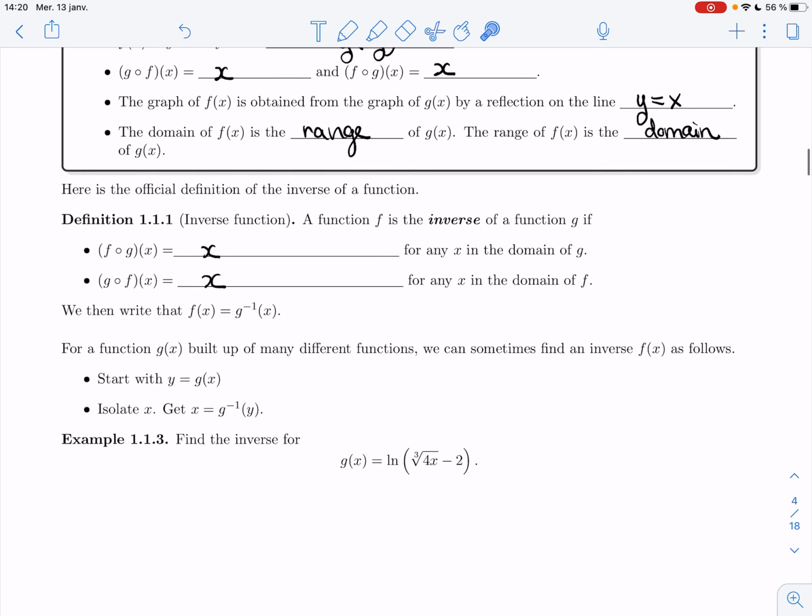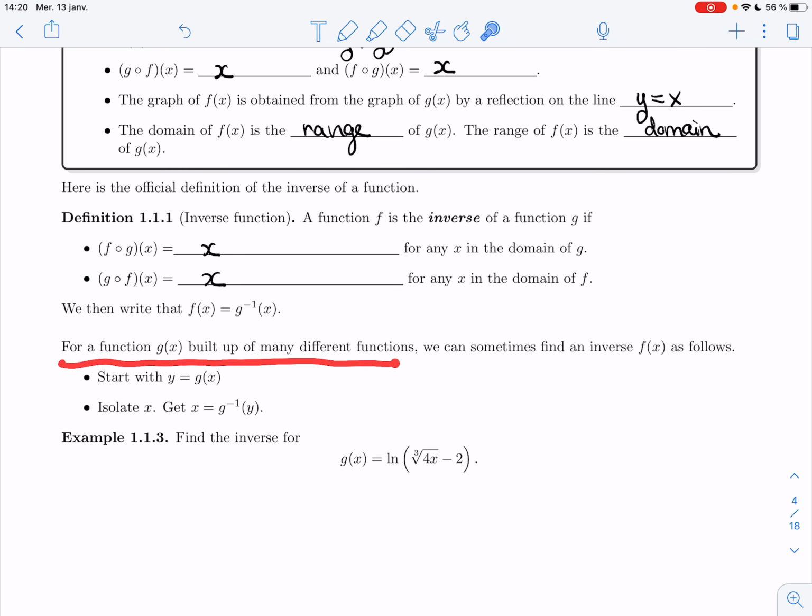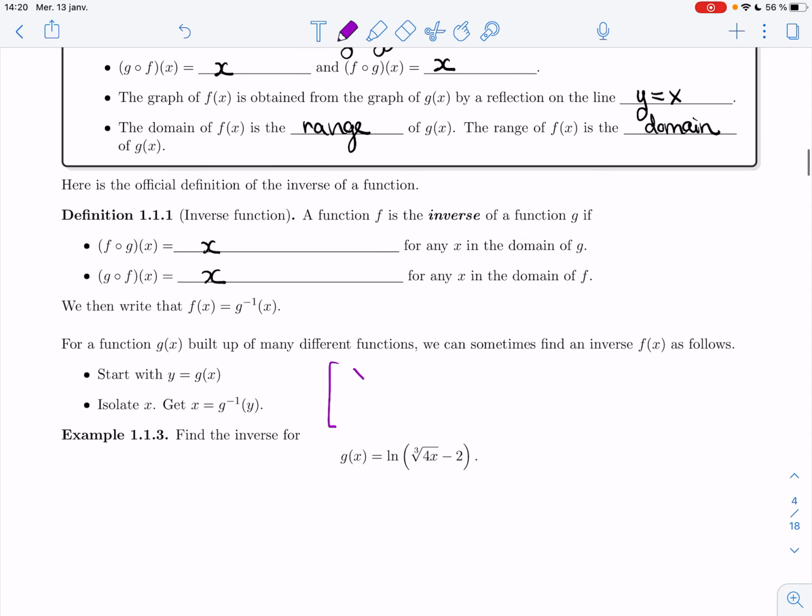All right, so let me do an example. For a function g of x built up of many different functions, we can sometimes find an inverse as follows. You start with y equals g of x, and then you isolate x, and you get that x equals g inverse of y. Some high school teachers, it depends, would start with x equals g of y, and then would isolate y. Sorry, it's just confusing side by side. Whatever your y was equal to, that would be your inverse function.